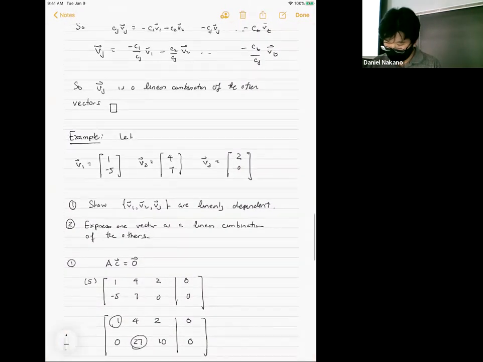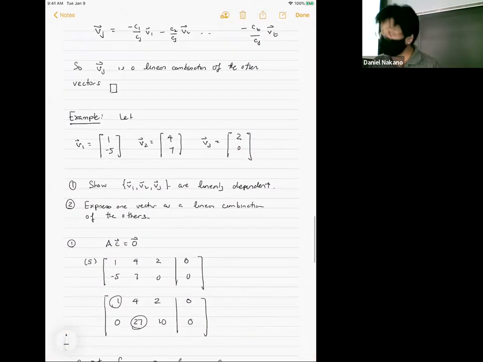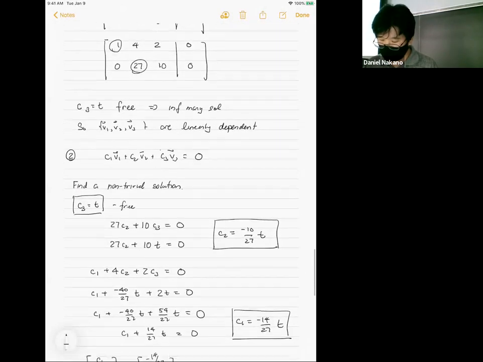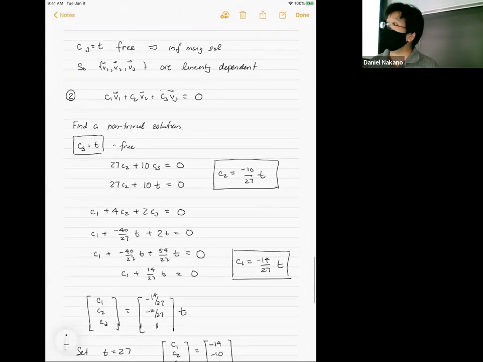Part 1 was to show they're linearly dependent. Part 2 was to express one vector as a linear combination of the other two. So to solve part 2, we had to find a particular solution. And once we found a particular solution, that allowed us to take one of them, move the other ones to the other side, and just divide. Okay? All right, good.